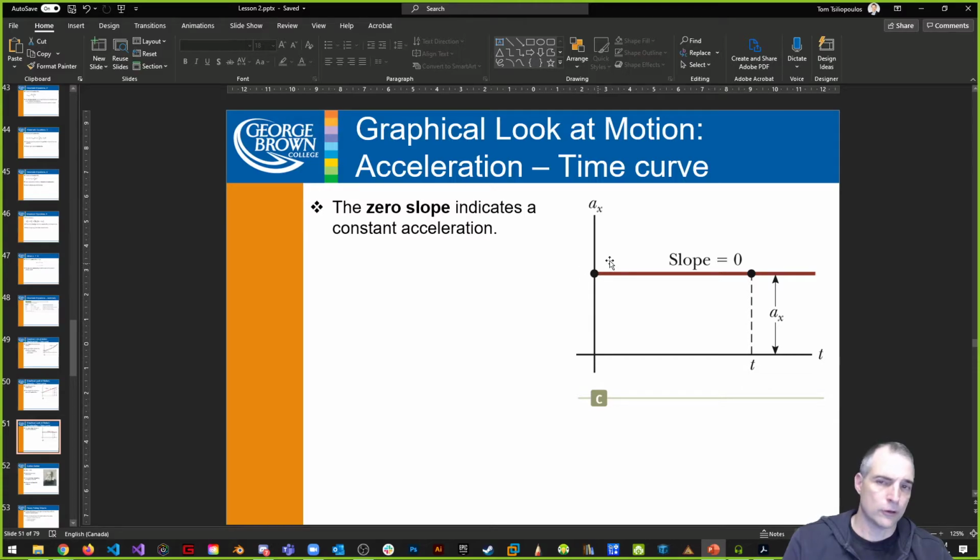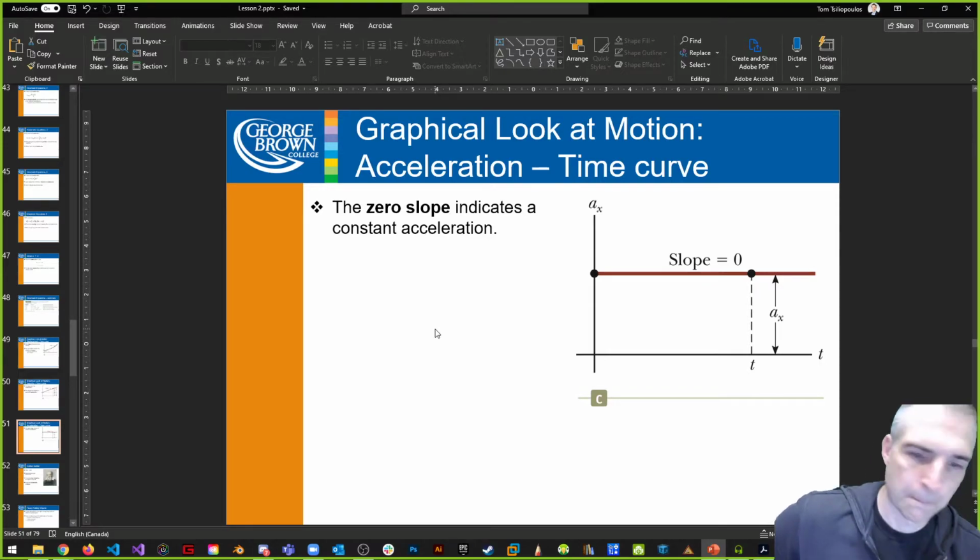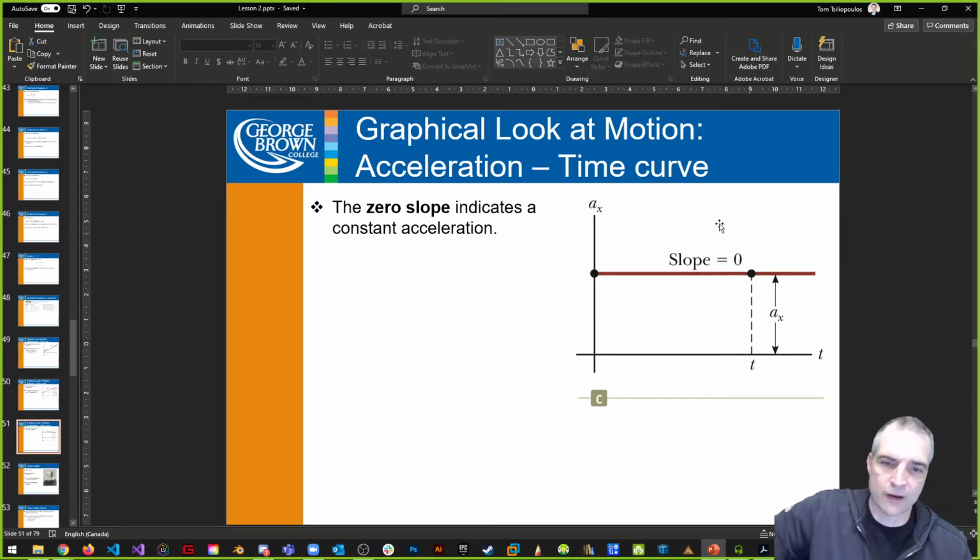And here's a graphical look at motion, an acceleration time curve. If the acceleration is straight like this, if the slope is 0, that means the acceleration is not changing. It's actually constant. Okay, so constant acceleration. And this is a further breakdown of what we saw earlier when we had those 3 graphs.